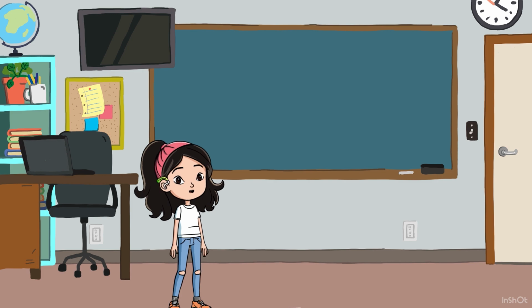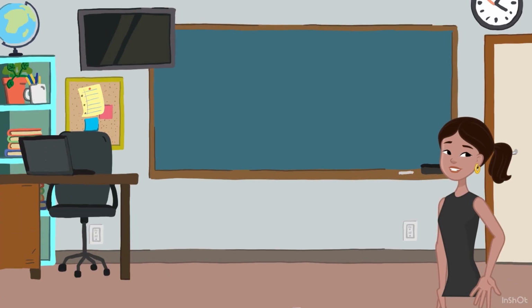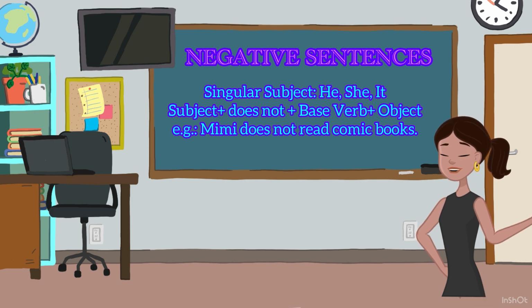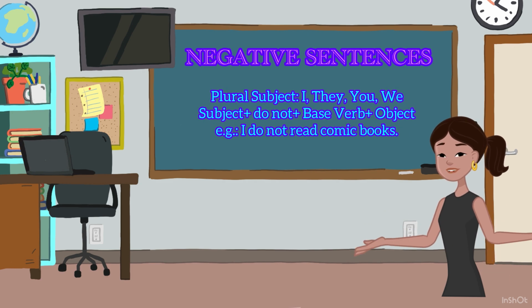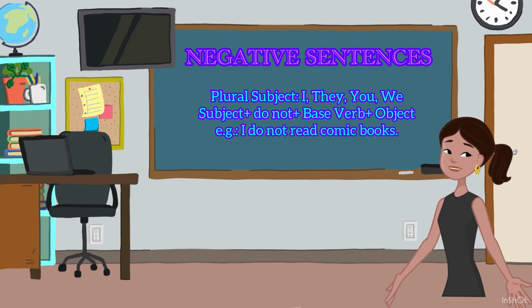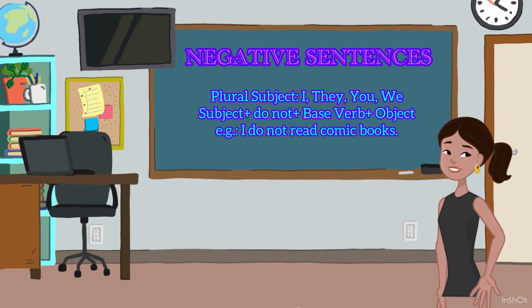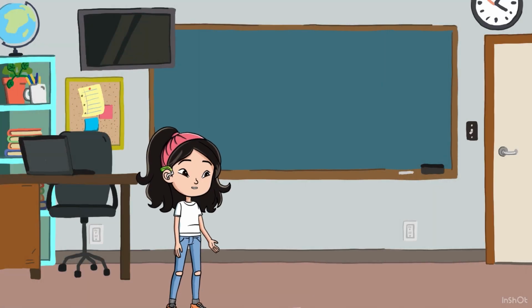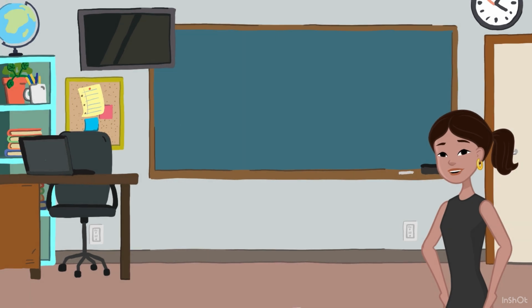Ma'am, what about negative sentences? How do we frame them? To frame a negative sentence, if the subject is singular, we frame it like subject plus does not plus verb and then your object. And if the subject is plural, we use subject plus do not plus verb and then your object. For example, I do not read comic books. And the second example could be Mimi does not read comic books. So after don't or doesn't, we use the base verb. Absolutely. Now you get it.